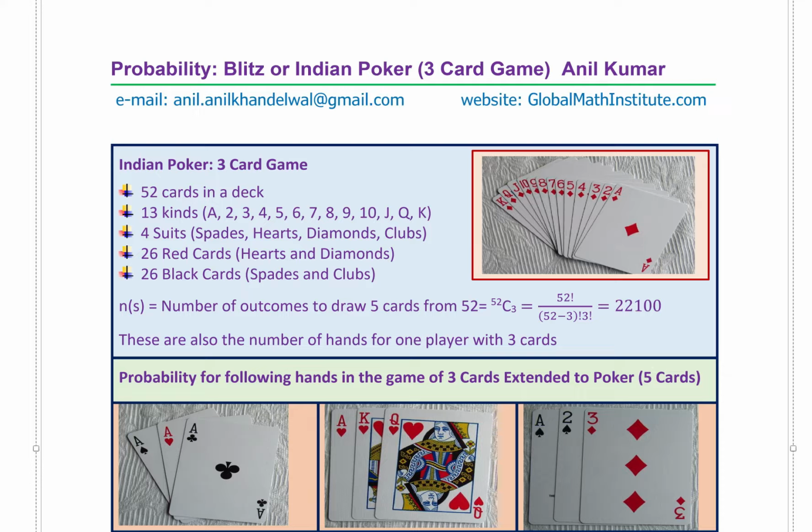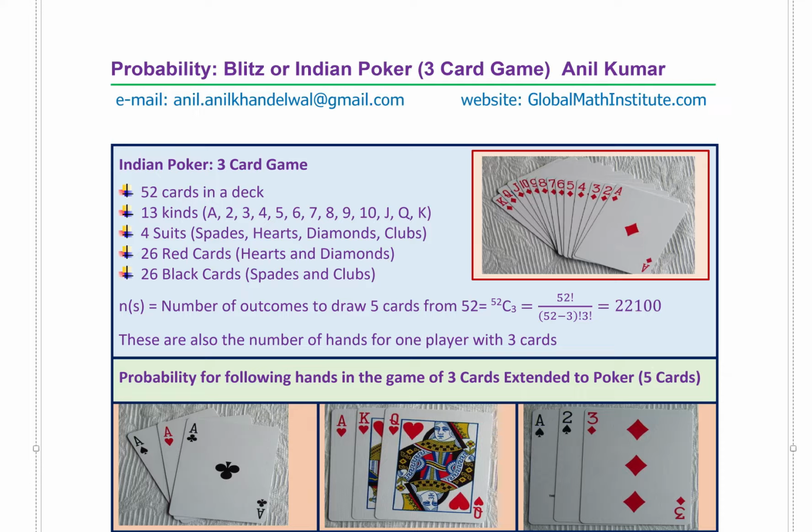Now, the unit on probability is never completed without understanding probabilities in the game of cards. In this video, we are going to discuss a very interesting game which is played with three cards. It's also known as Blitz or Indian poker. Many students are not aware of this game, so I'll take some time to explain, and then we'll find probability for each and every case. We'll also take up two questions related to poker, where five cards are distributed.